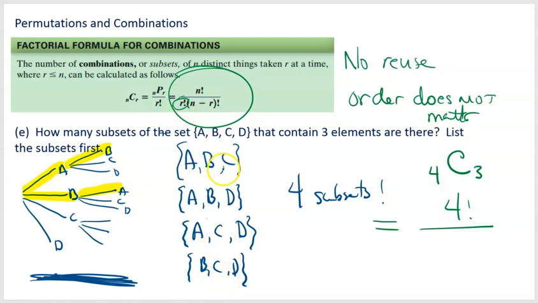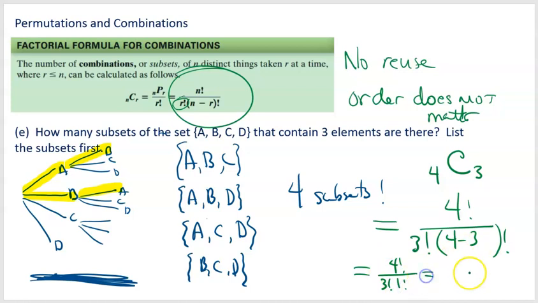Like CBA, it would get rid of that one. So we're dividing by r factorial, which would be 3 factorial for this problem, times the part that's in a permutation already, 4 minus 3 factorial. Okay, and then write down what you have. You have 4 factorial over 3 factorial. 4 minus 3 is 1 factorial.